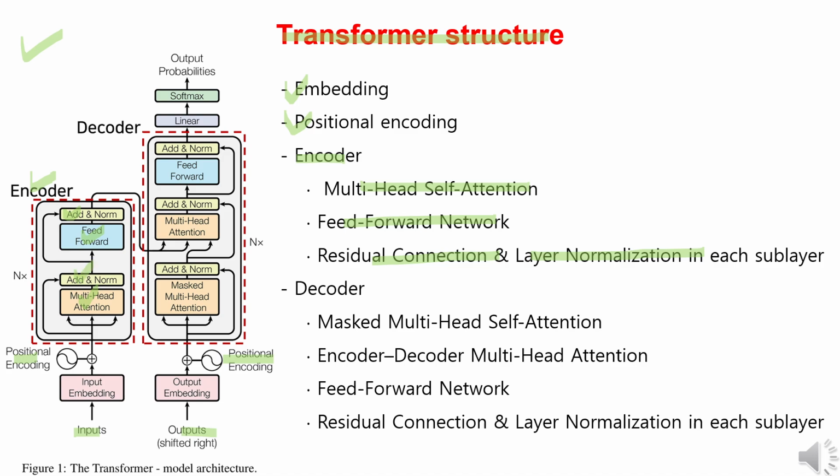In the decoder, masked multi-head self-attention is applied first, followed by encoder-decoder attention, and then a feed-forward network. Just like the encoder, the decoder also includes residual connections and layer normalization in all of its sublayers.